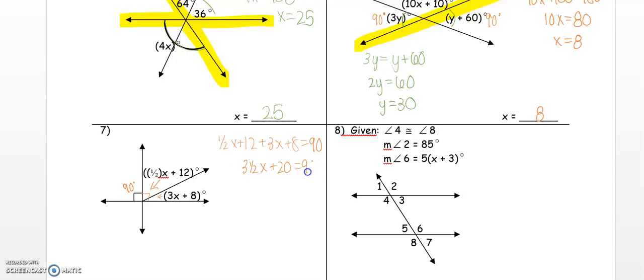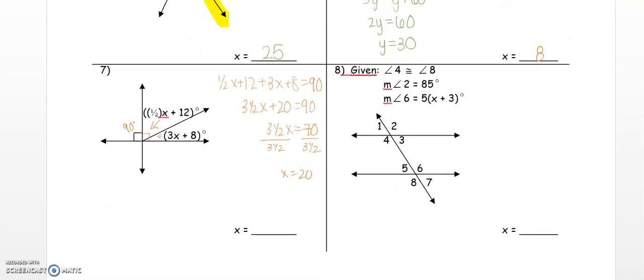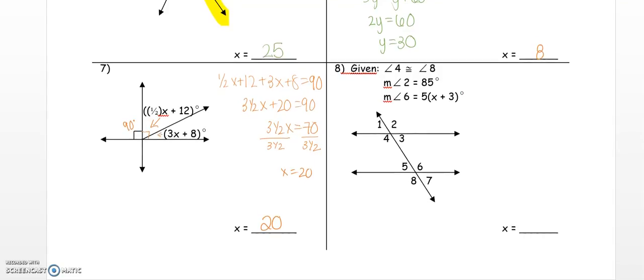3 1/2 x plus 20 equals 90, 3 1/2 x equals 70, and dividing both sides by 3 1/2, we get x equals 20. Okay, so just make some conclusions based off the given information, which is exactly what we're going to do for number 8.